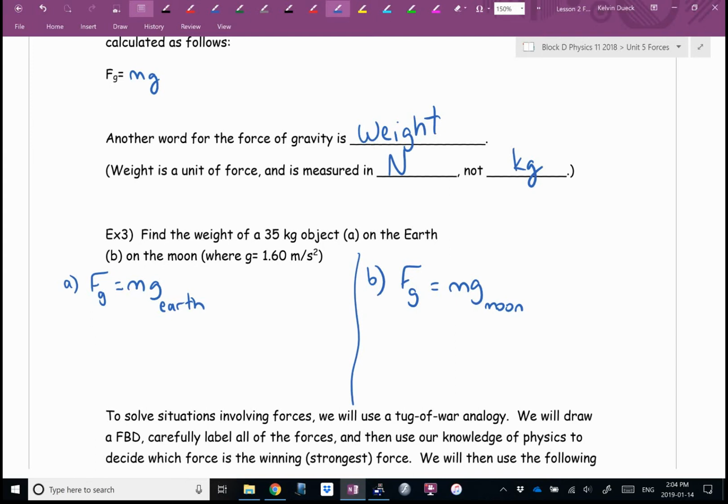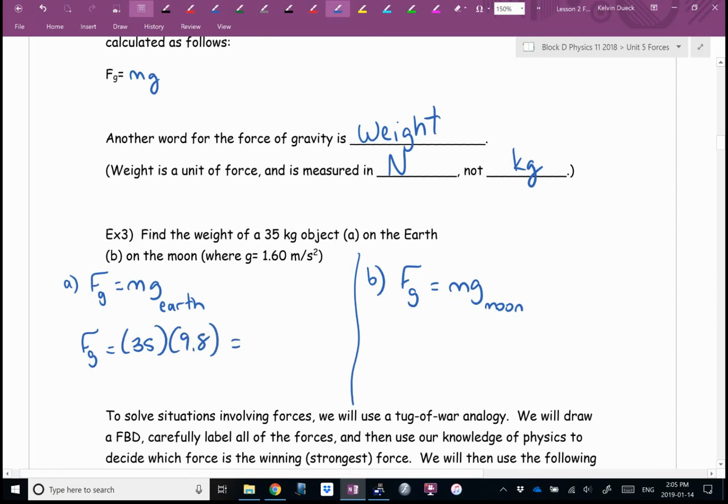In fact, Rowan, your mass doesn't change anywhere in the universe. Even near a black hole, your mass is your mass is your mass, whatever it is in kilograms. What does change, depending on what planet you're nearby, is your weight. That all depends on the gravitational field strength of the planet that you're by. Okay? So for the Earth here, it's going to be 35 times 9.8.